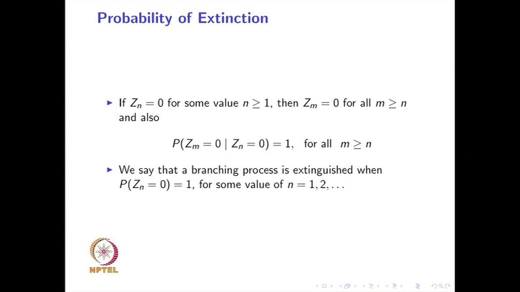Now, we are going to discuss the very important concept called probability of extinction. If Zn is equal to 0 for some value of n greater than or equal to 1, then Zm will be 0 for all m greater than or equal to n. And also, the conditional probability of Zm equal to 0 given Zn equal to 0 will be 1 for all m greater than or equal to n. We say that the branching process is extinguished when probability of Zn equal to 0 is 1 for some value of n.